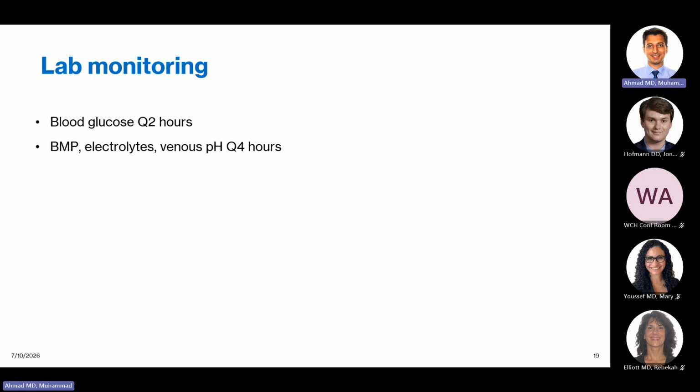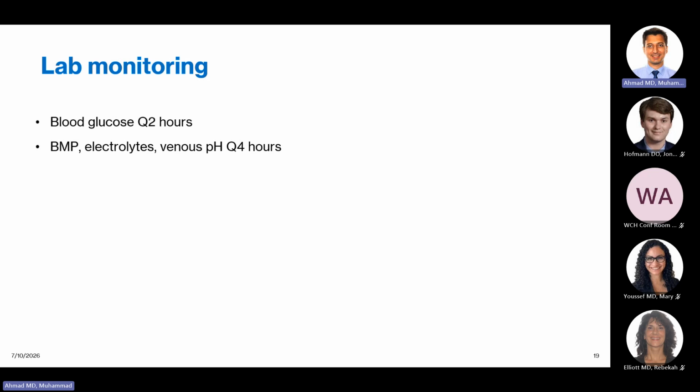Okay. So for now, how often do we have to monitor blood glucose? That was the question asked. For boards, we have to monitor blood glucose every 2 hours. But usually here in our hospitals, they monitor every hour.